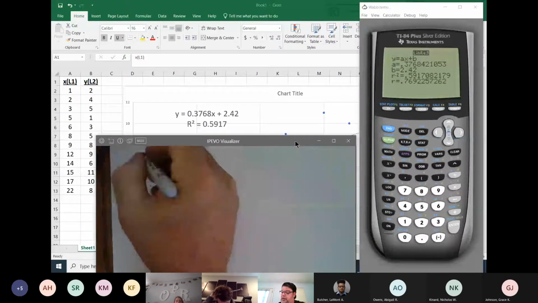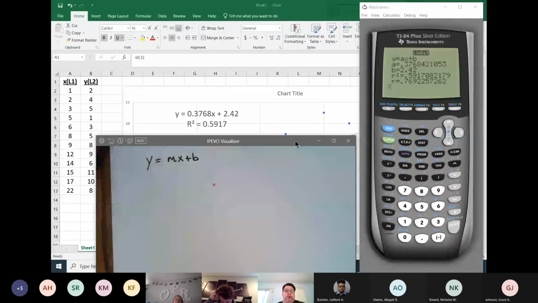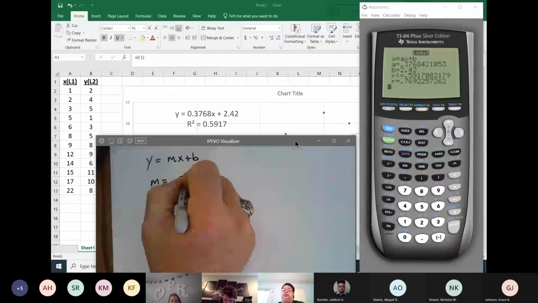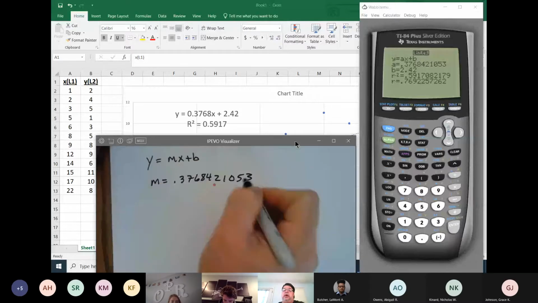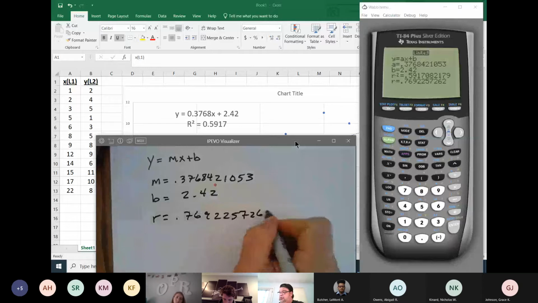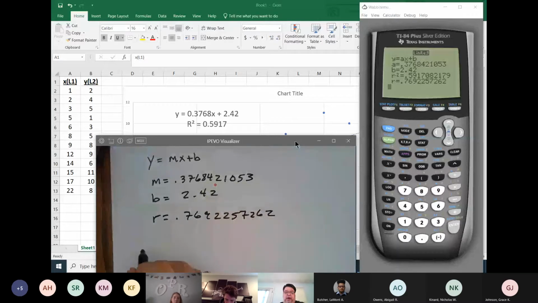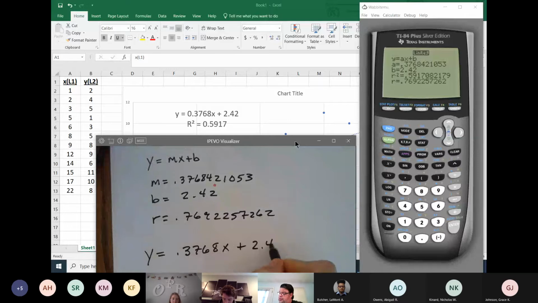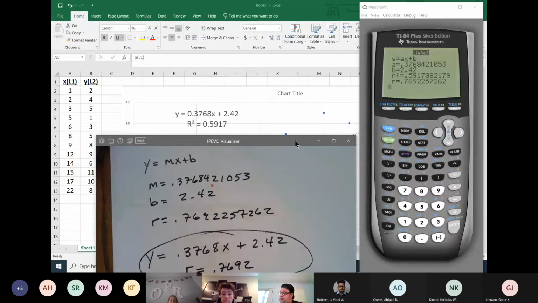And if you notice right here, they give you y is equal to mx plus b. That's what you learned in high school and junior high school. That's the standard form of a straight line. M is equal to 0.3768421053. And B is equal to 2.42, and R is equal to 0.7692257262, whatever. And you would plug that in, and your final answer would be y is equal to 0.3768x plus 2.42 with an R correlation coefficient of 0.7692. And that is the same thing that we got here because you have to take the square root of 0.5917.